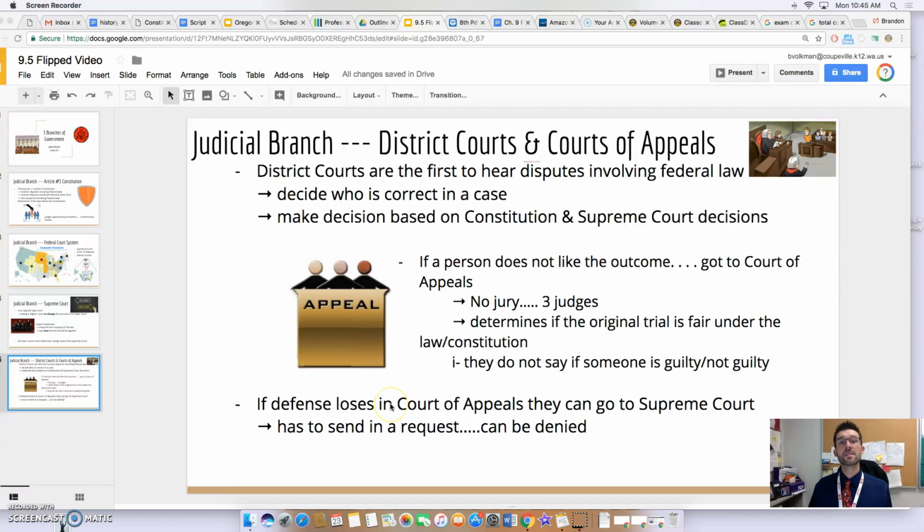If the defense loses in the Court of Appeals and they still don't get their way, they can then take their case to the Supreme Court. But it's not that easy, because they have to send in a request to be heard by the Supreme Court. And it can be denied. In fact, there have been approximately 7,500 requests to the Supreme Court, and they've taken only less than 150 of these. They only take the most important cases.